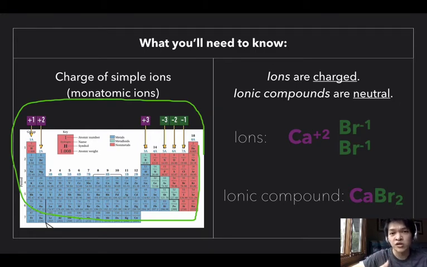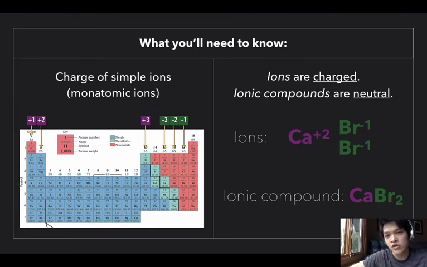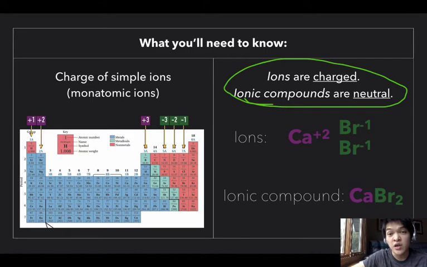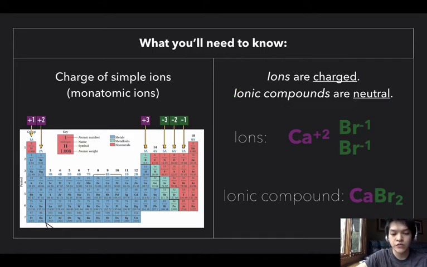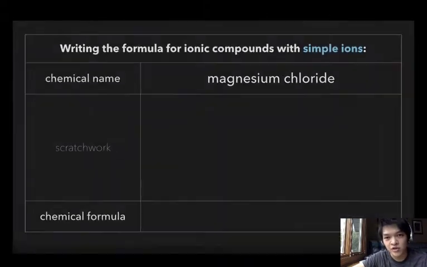It's +1, +2, +3, skip, -3, -2, -1, skip. Okay. What we're also going to need to know is that these ions are charged. However, when the positive and negative ions come together, the ionic compounds are neutral. Okay. Ionic compounds are neutral. Let's take a look at our first practice problem.